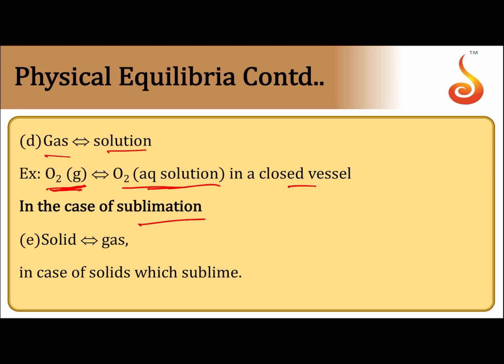And finally, in the case of sublimation, for example, when you take solid iodine becoming gaseous iodine. In the case of solids which sublime, the rate of sublimation of iodine must be equal to the rate of formation of iodine from gaseous iodine. That can be taken as physical equilibrium.